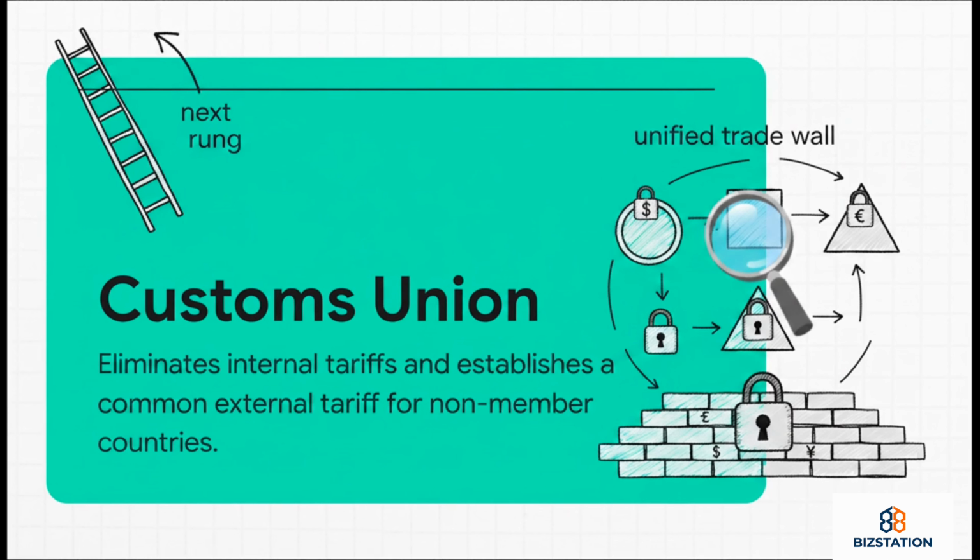Okay, ready to climb up a step? Next up, we've got the customs union. This takes everything the free trade area does, so still no tariffs between members, but it adds one huge new layer. All the member countries agree to have the exact same set of tariffs for the rest of the world. They act as a single, unified bloc when trading with outsiders. No more setting your own rules.